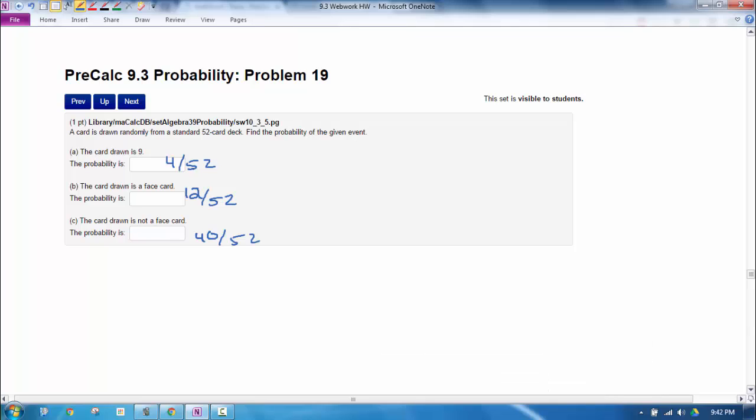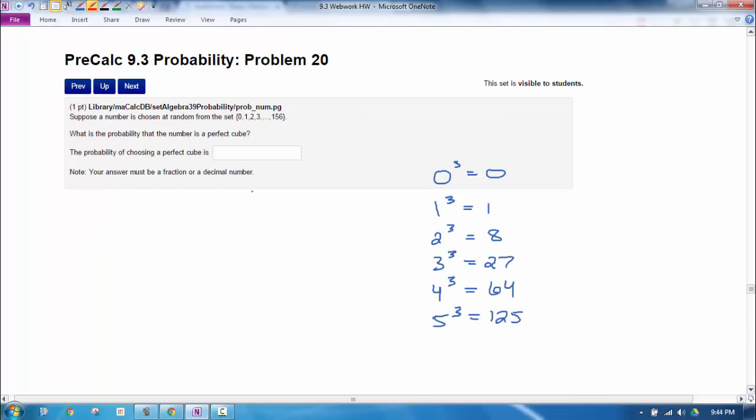All right, the next one, 52 card deck again. If it's a 9, there's 4 out of 52 that are 9. A face card, not including the aces then, just Jack, Queen, and King. There's 4 of each of those, so that's 4 times 3 is 12 out of total 52. And then obviously just not a face card, just do 1 minus that. So it'd be 40 out of 52.